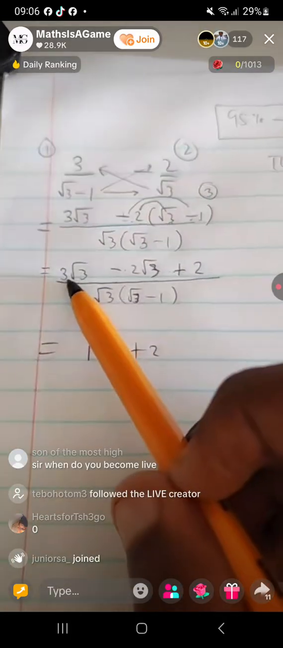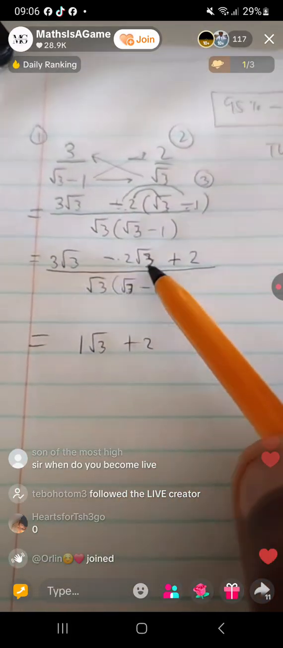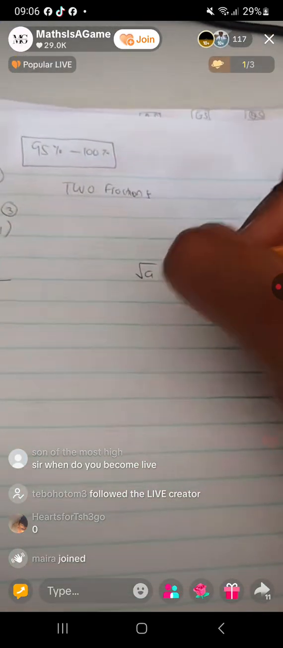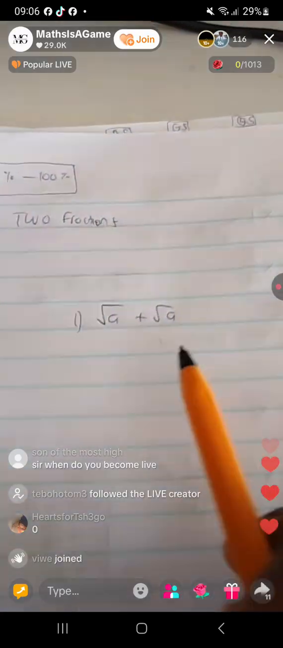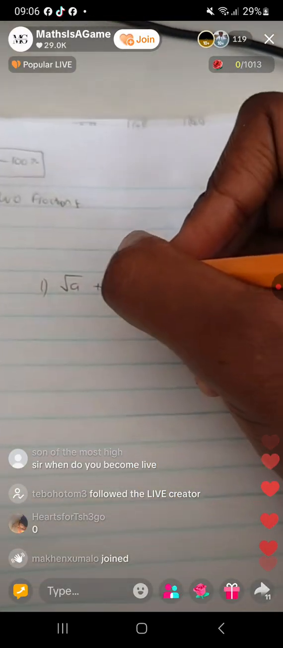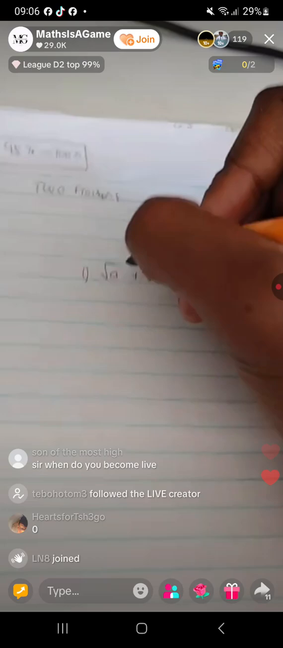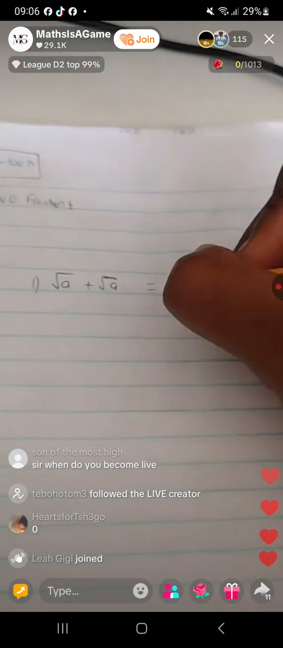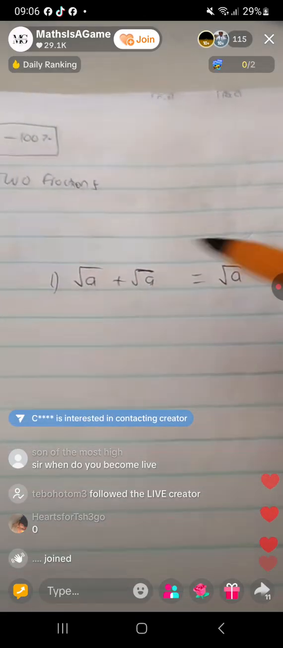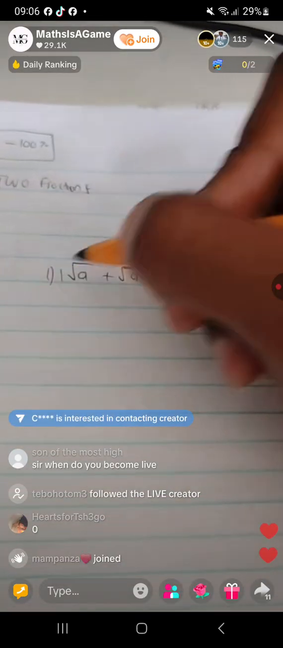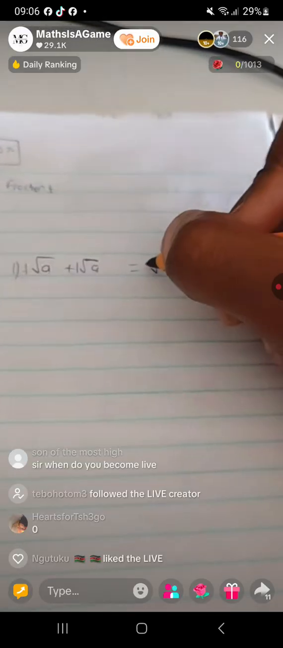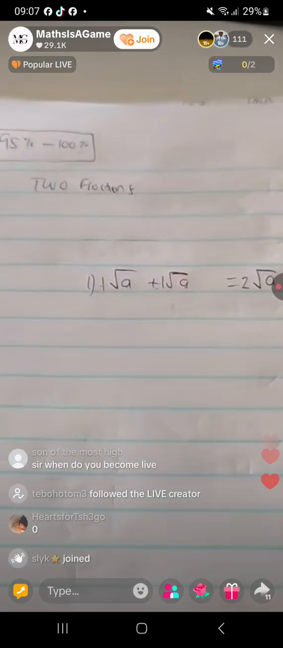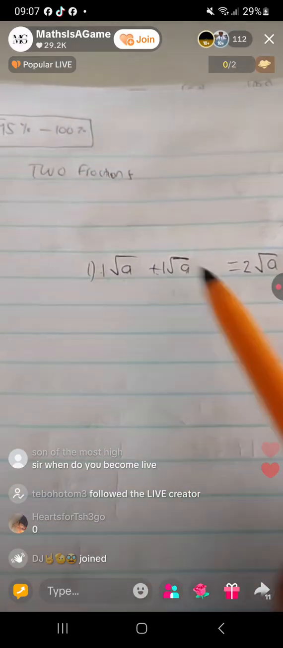Okay, 3 root 3 minus 2 root 3. These are like terms. Remember, guys, our laws that we learned about the addition of surds: if inside the root we have the same values and it's the same root, then we treat them like terms. We keep the root, we add the coefficients. Here there's a 1 and there's a 1, so 1 plus 1 is going to be 2. So we have 2 root a.